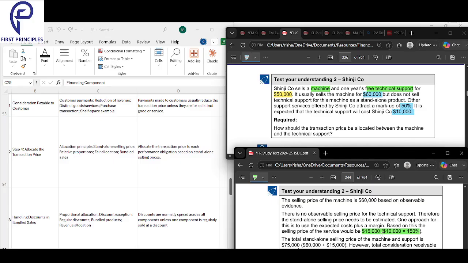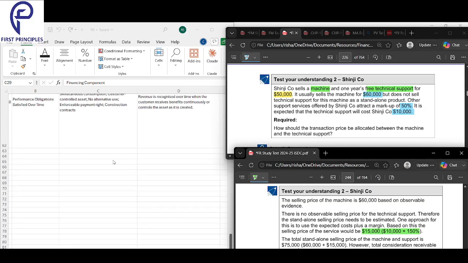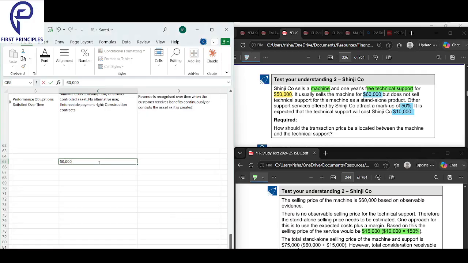So how do we prorate? First we take the standalone selling price. The first standalone selling price is 60,000. The second standalone selling price is 15,000. The total standalone selling price is 75,000. This is the total; we have to split 50,000 between the two. So we do 50,000 times 60,000 divided by 75,000. And second, we do the same 50,000 times 15,000 divided by 75,000.